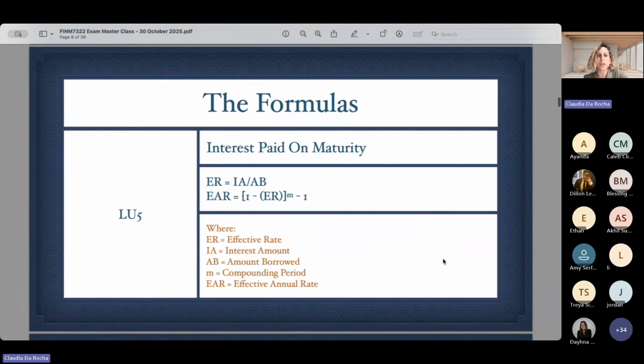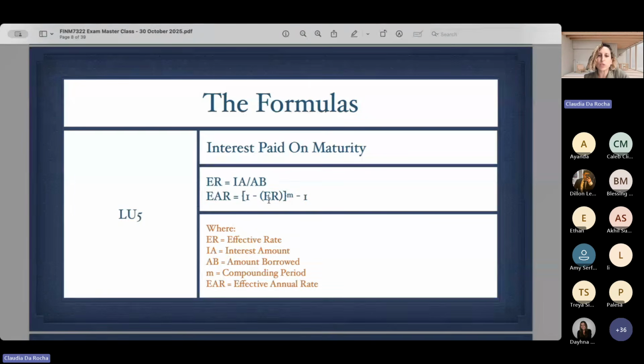Okay, so the first formula that we have is interest paid on maturity. There are two formulas. It's your ER, which is your effective rate, equal to your interest amount over your amount borrowed. Then we have our EAR, which is our effective annual rate, which is 1 plus the ER to the power of n, minus 1.